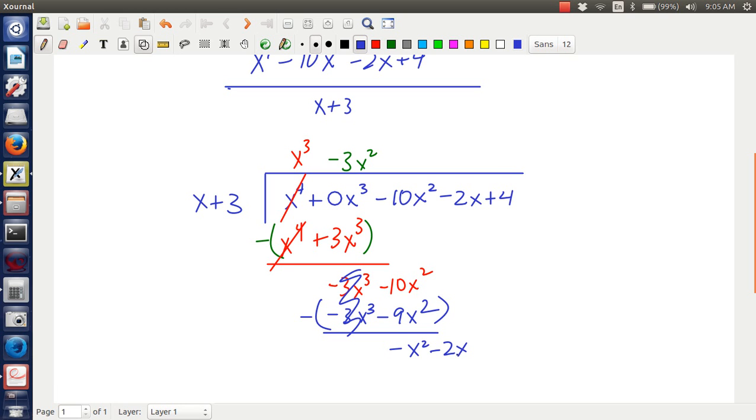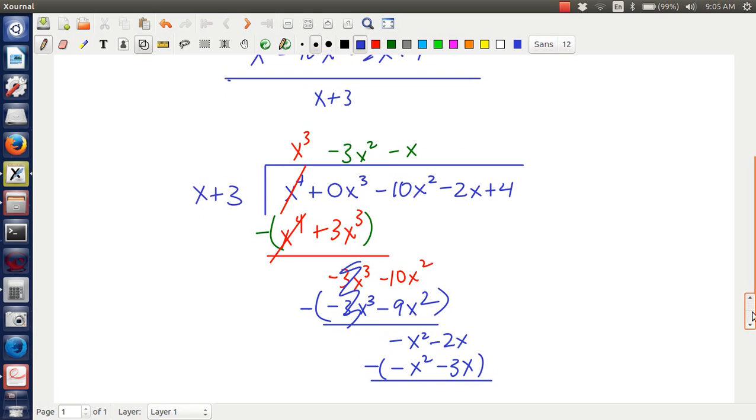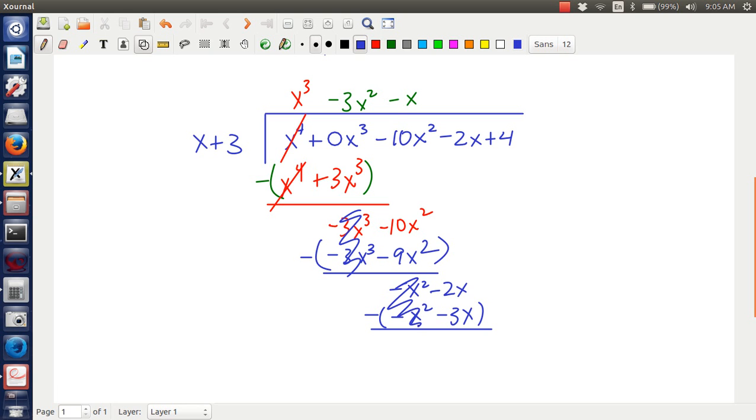All right, now how many times does x go into minus x squared? Well, the answer should be minus x. And then you have minus x squared minus 3x. Again, this is going to flip the signs or somehow put a negative there. These guys are going to always cancel out. Remember, this sign changed, so you just have x now plus 4.